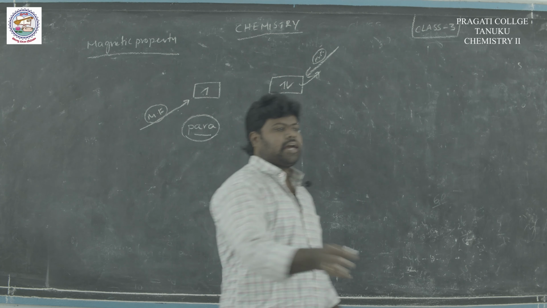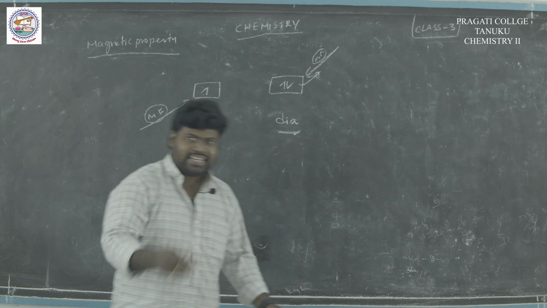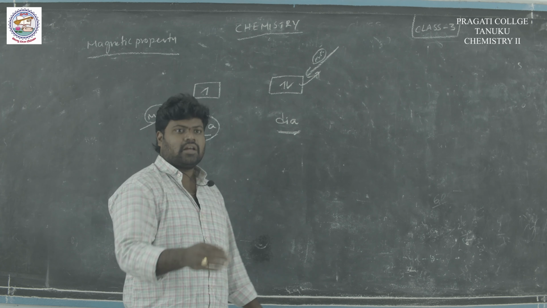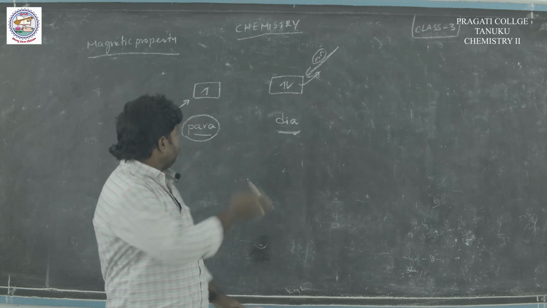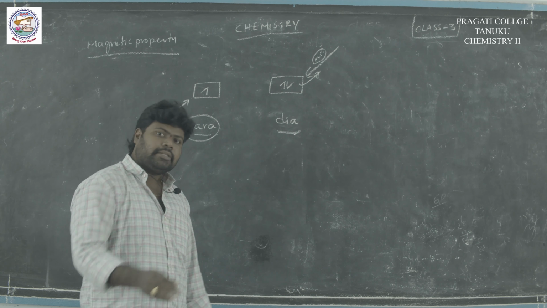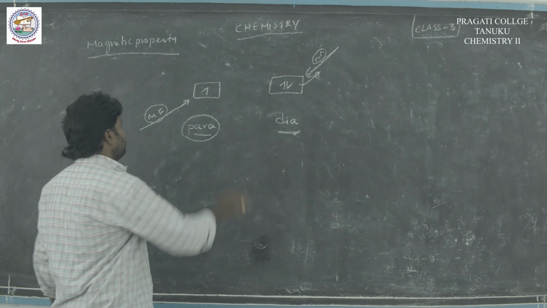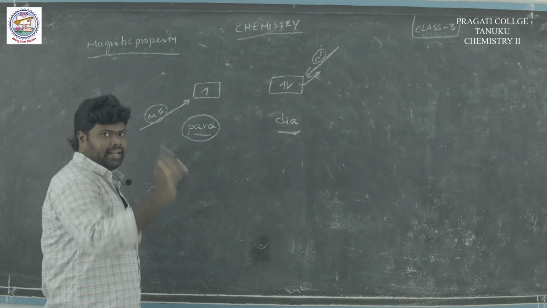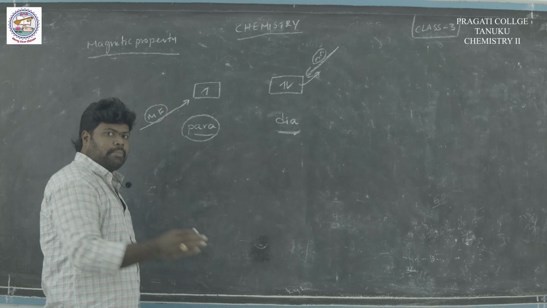Elements that have at least one unpaired electron, that is, incompletely filled d orbitals, are called transition elements. So transition elements compulsorily contain unpaired electrons. So all transition elements exhibit paramagnetism.